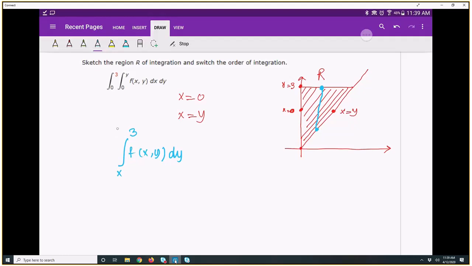Then what is the limit for x? Remember, this point can be chosen anywhere between this point where x is equal to 0 and this point where x is equal to, well, think about the perpendicular on the x-axis. Since this point is on the line x equal to y, it is the point (3, 3). So the x value at this point is 3, 0. So the range of x over which this intermediate point can vary is from 0 to 3. So it is integral 0 to 3, integral x to 3, f(x,y) dy dx.